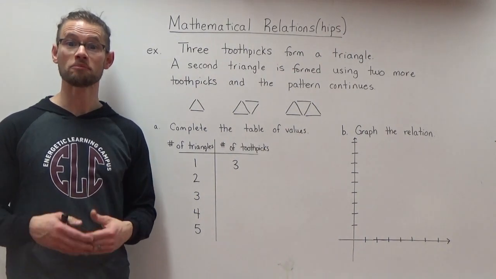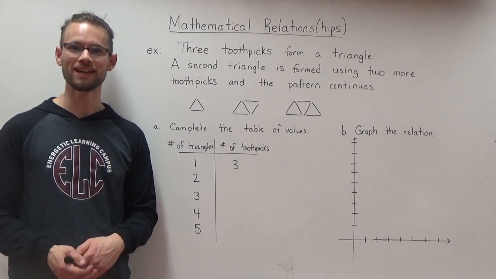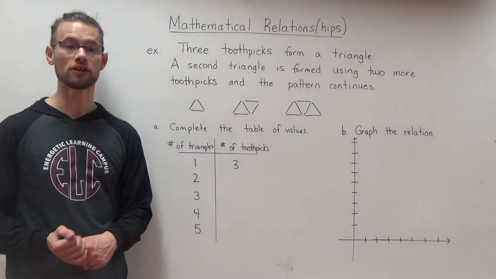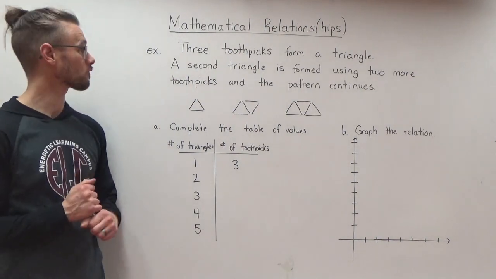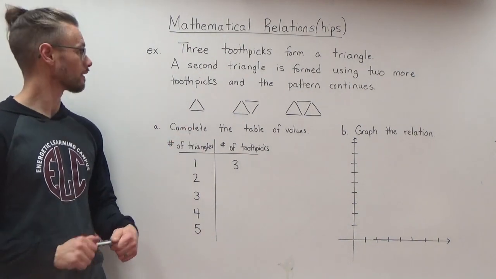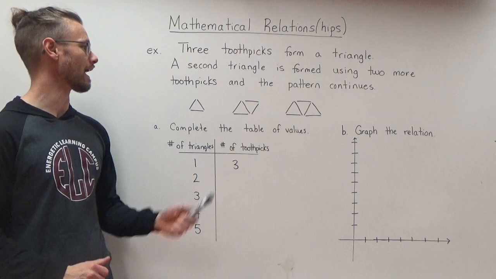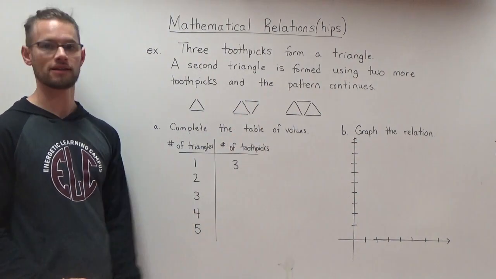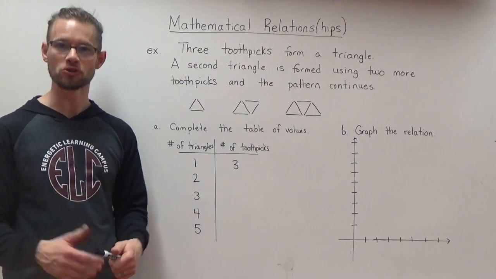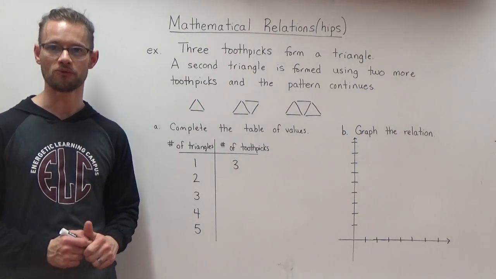Now that we've looked at how to plot points on a Cartesian plane, we're going to apply that knowledge along with some other knowledge to solve a problem. So the problem reads 3 toothpicks form a triangle right here. Okay, a second triangle is formed by adding 2 more toothpicks. A third triangle is formed by adding 2 more toothpicks, and so on and so forth.